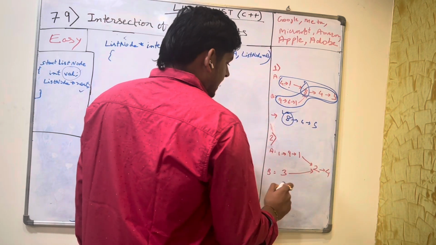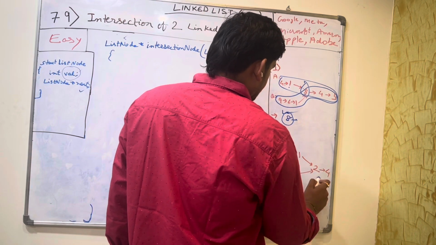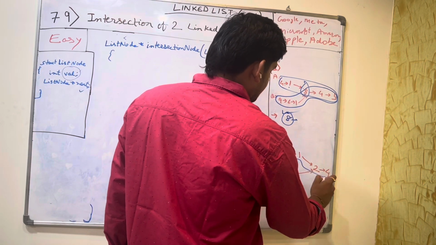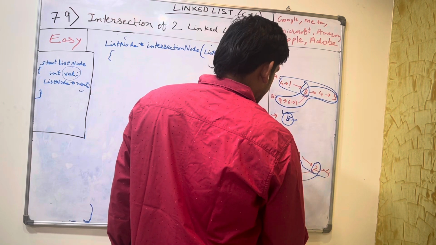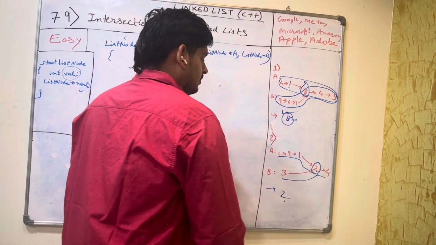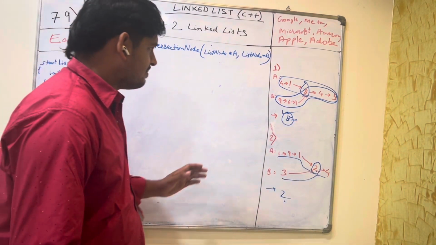Okay, here 1, 9, 1, 2, 4 and 3, 2, 4. So 1, 9, 1, 2, 4 is A and B is 3, 2, 4. Both of them intersect at 2. So we need to return the pointer at 2. Okay. So how do we solve this? This looks very simple, right?